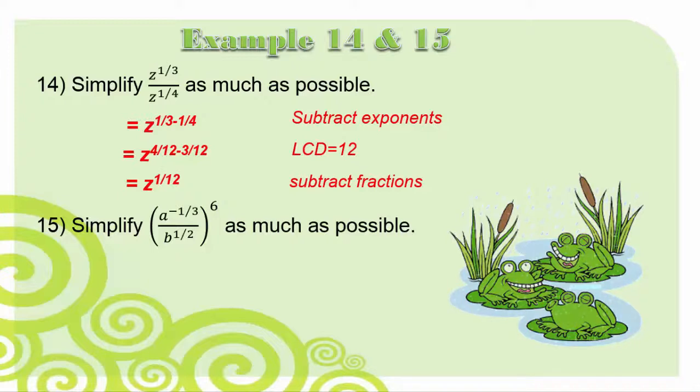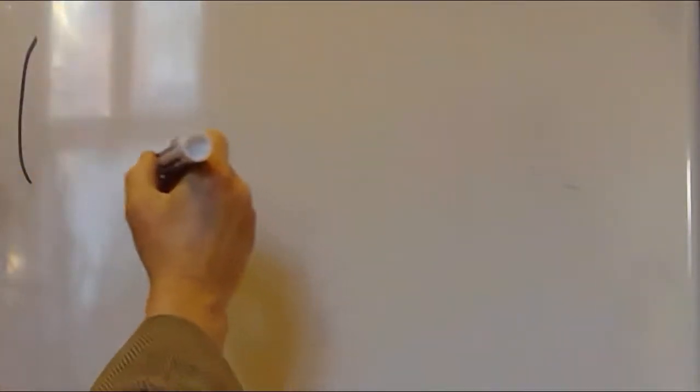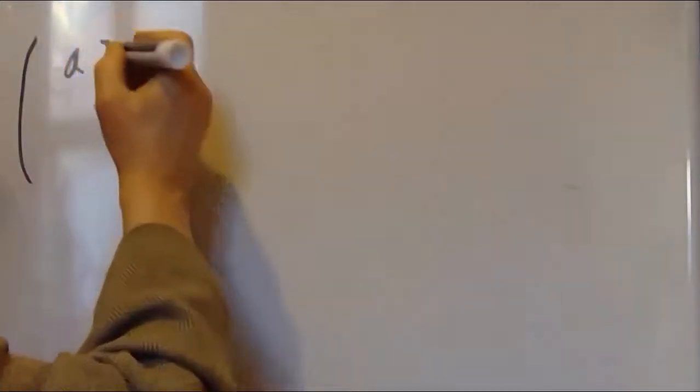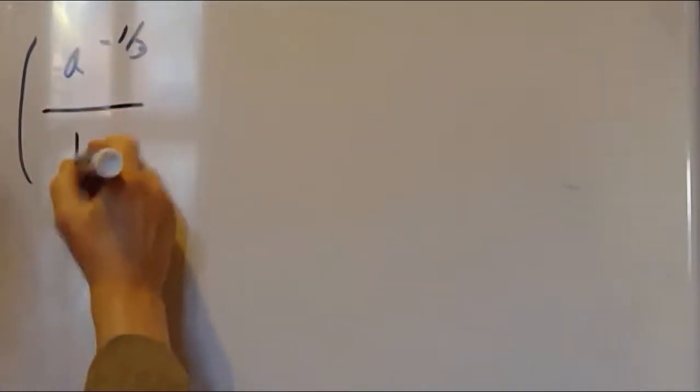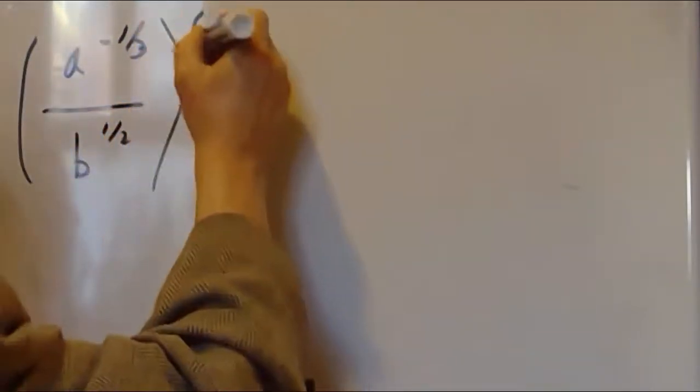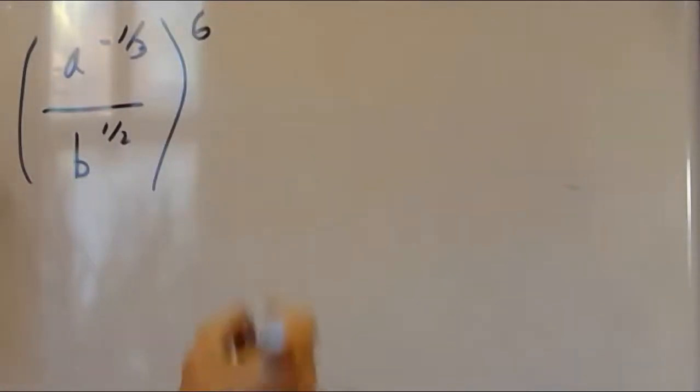In example number 15, we're asked to simplify a to the negative 1/3 power over b to the 1/2 power, and the entire thing to the 6th power. So let us go over to the whiteboard and work this one out. In number 15, we do a lot of different things. So here we have a to the negative 1/3 over b to the 1/2, to the 6th power. So we're going to simplify as much as possible.